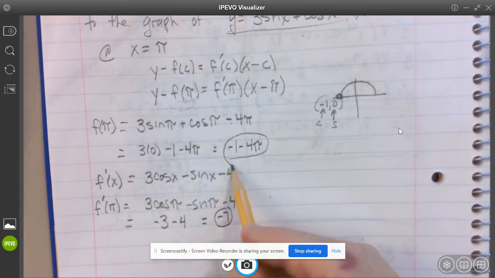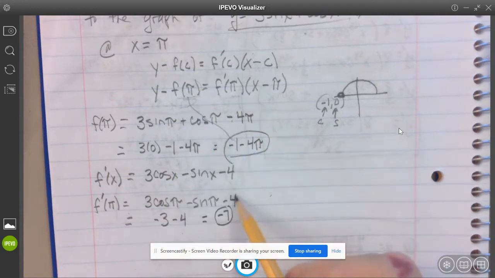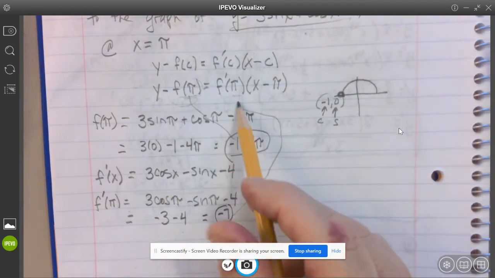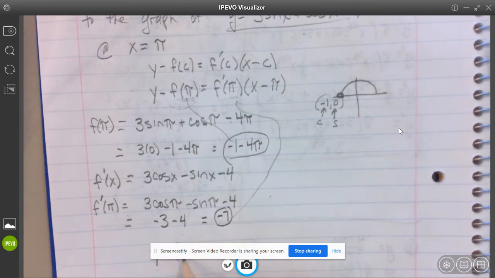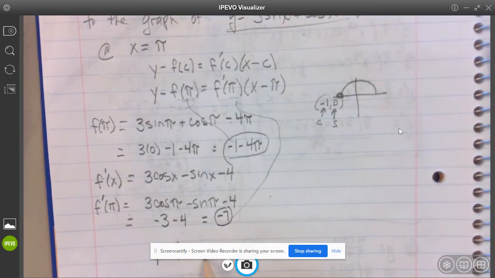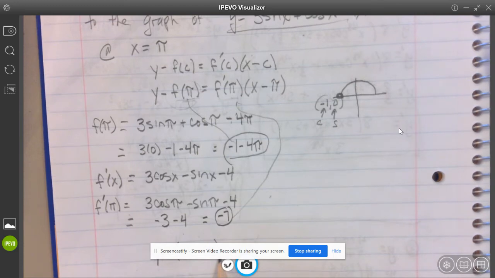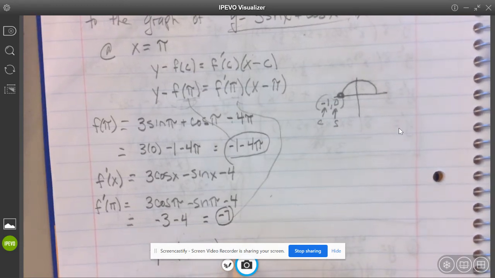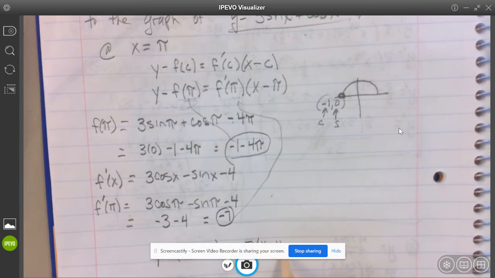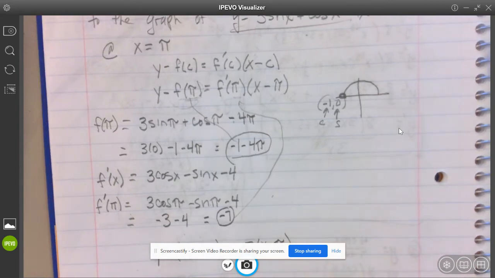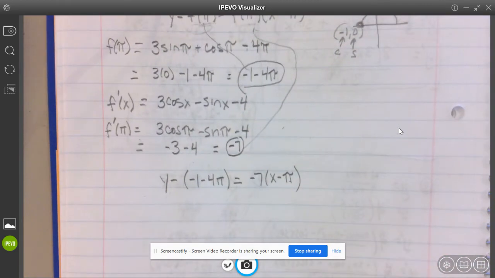Those are the two things we need to plug in right here and right here. So we have y minus the quantity, negative 1 minus 4 pi, equals f prime of pi, which is negative 7, times x minus pi. That's the equation of a tangent line. We could do some simplification here. We're going to simplify this because it looks like it will simplify.